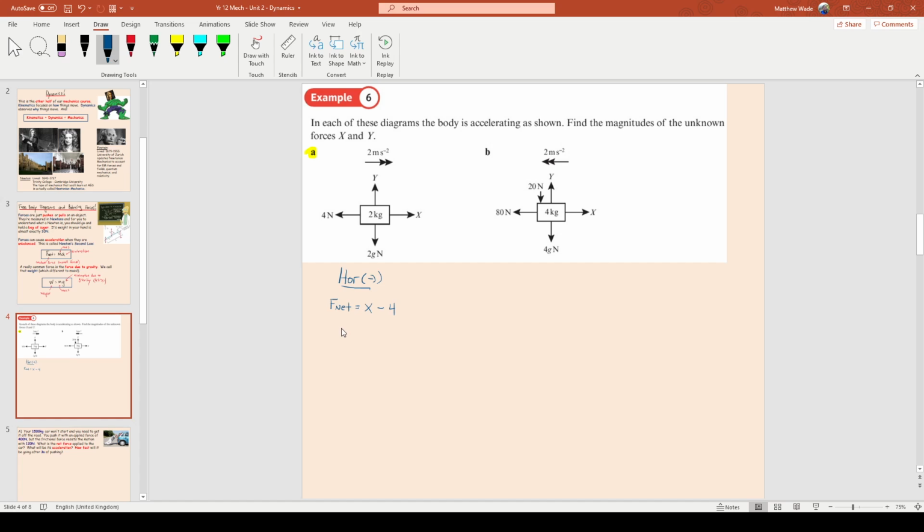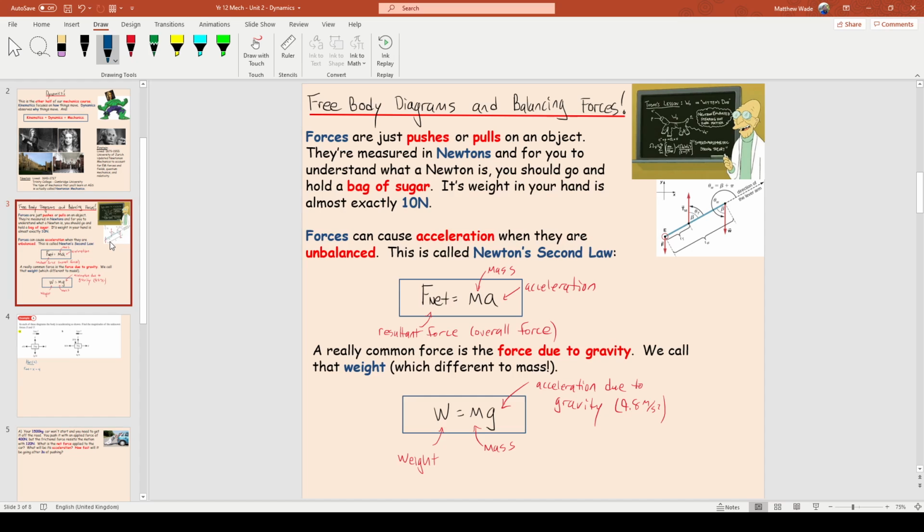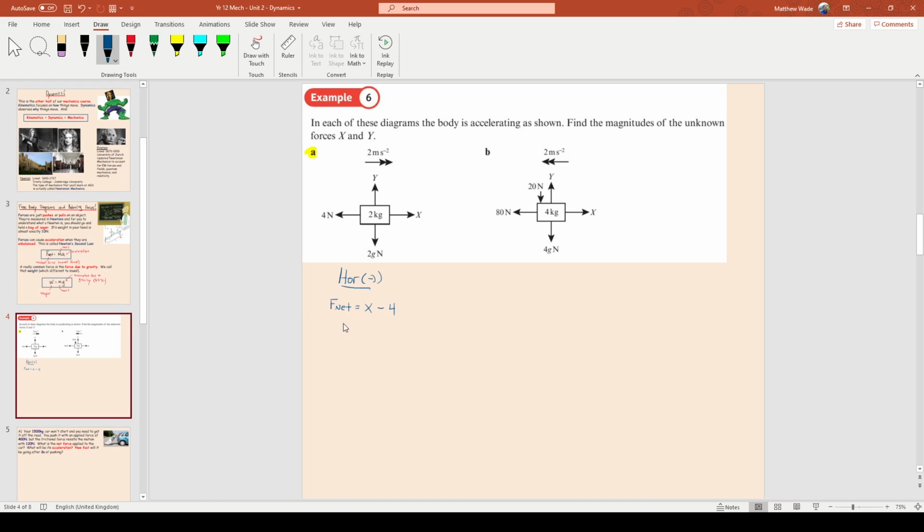Okay, now what's F-net equal to again? That's right, it's mass times acceleration. So we're going to do an inline substitution. We're going to swap F-net out for ma. So on the left, I swapped F-net for ma. On the right, I still have X take away 4. Okay, more inline substitution, my buddies. This is so important. Don't ever do this calculation separately. Keep it all in line, just like I've done.